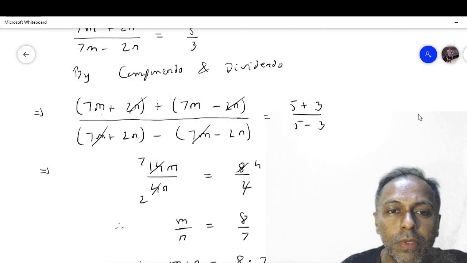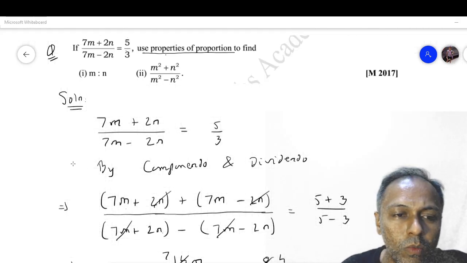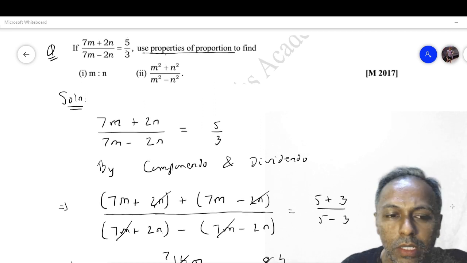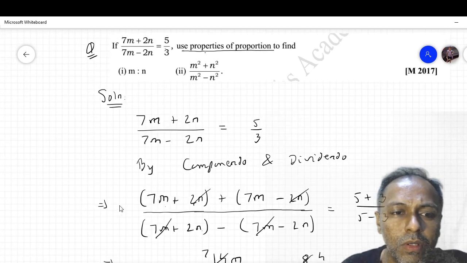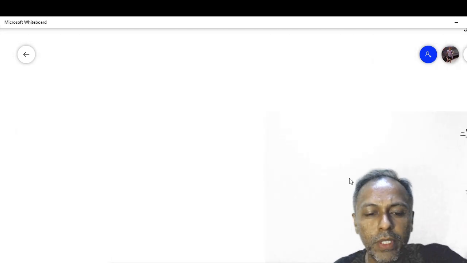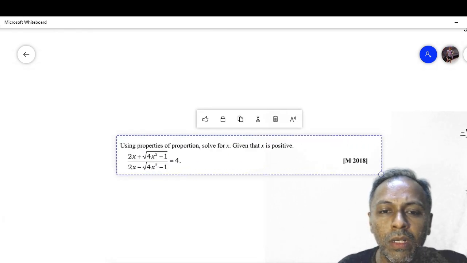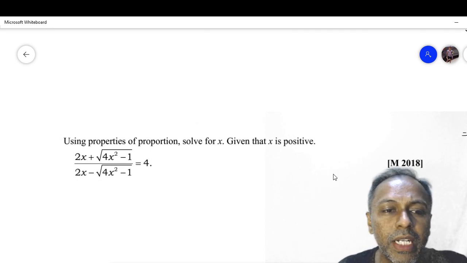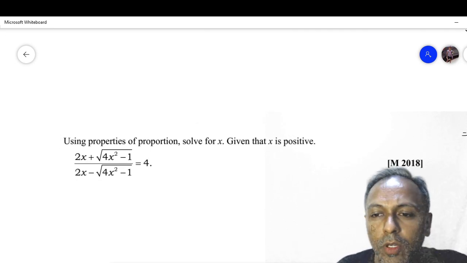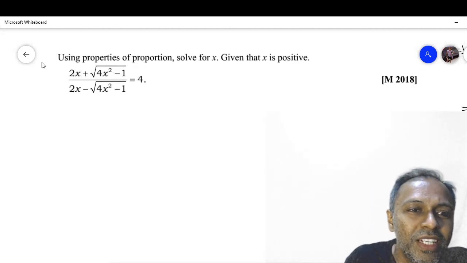I'll just take it up so that you can go through it again. Let's take one more question of this type. We'll try covering all the latest board problems. And this is one of the favorite for all exams, using of properties. Let's take one more. We have using properties of proportion. See, every time they are writing it, use the properties of proportion. Let me take this question up.